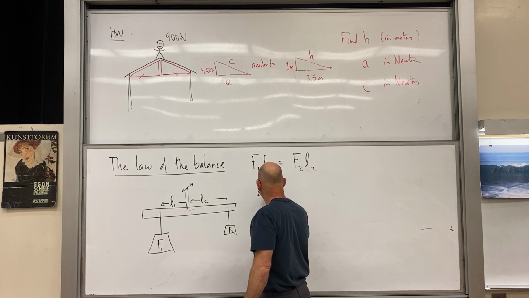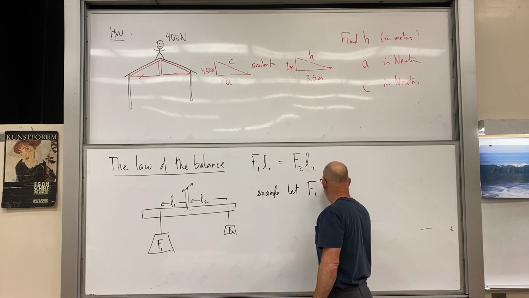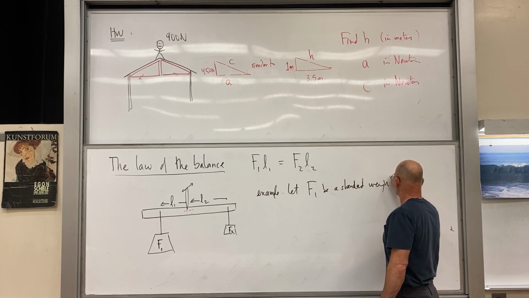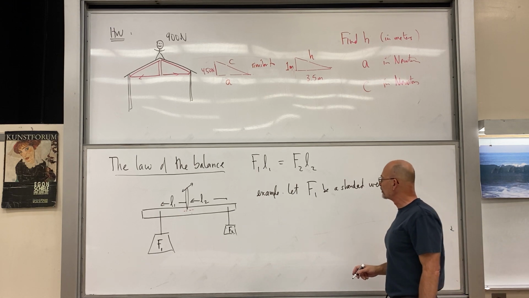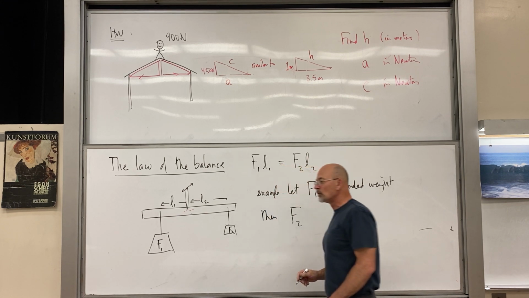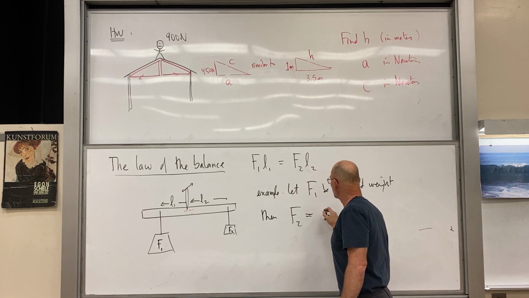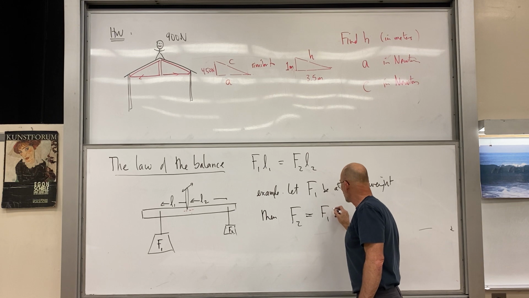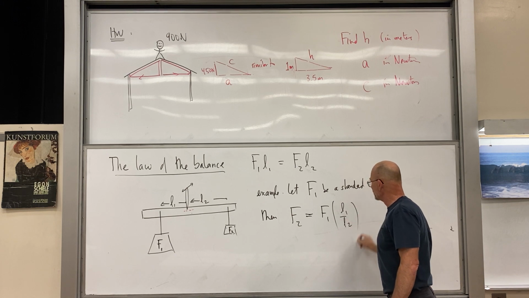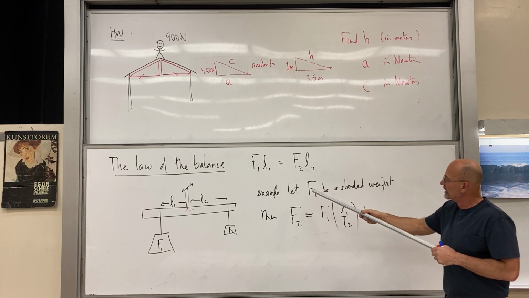So, example: let F1 be a standard weight, which is to say a known weight. Then F2, the unknown weight that you want to know, is found simply by solving for it. It's F1, which is known, times this ratio, L1 over L2. We've talked about these kinds of divisions. You just divided both sides by L2, isolating F2.